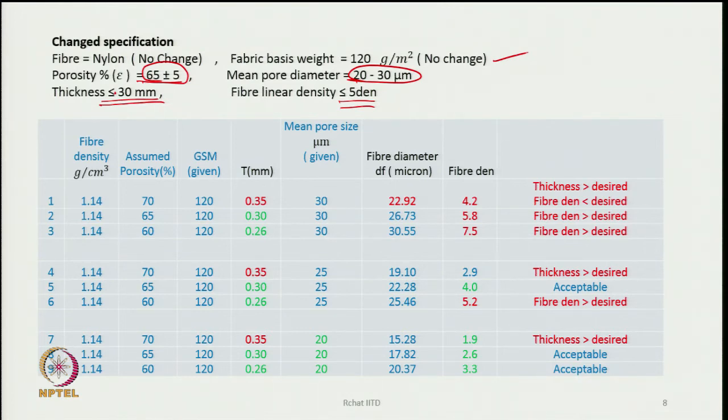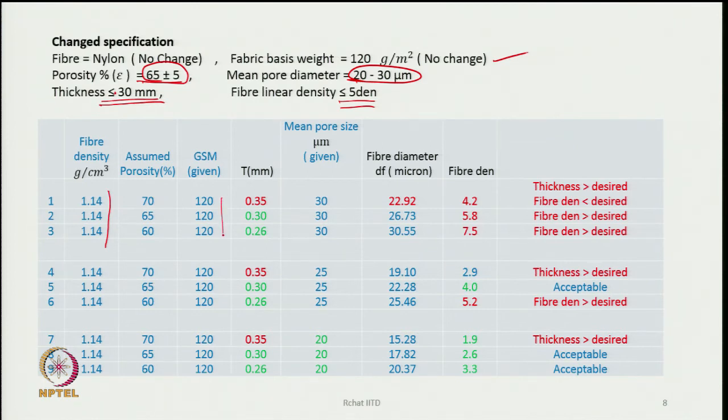Now, this one can be solved using those equations in Excel. We can have an Excel file and make a table like this, as shown here. Fiber density remains the same, so density does not change. We assume porosity, not assumed, as it has been shown, 65 plus minus 5. So, we take 3 values: 60, 65, 70.